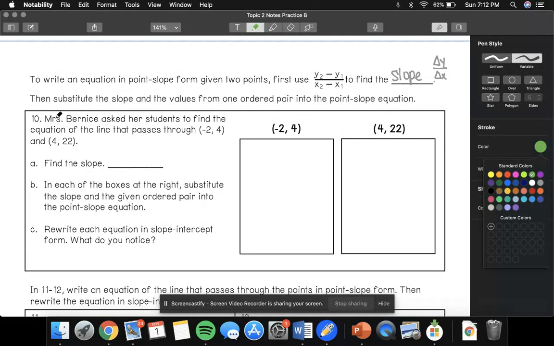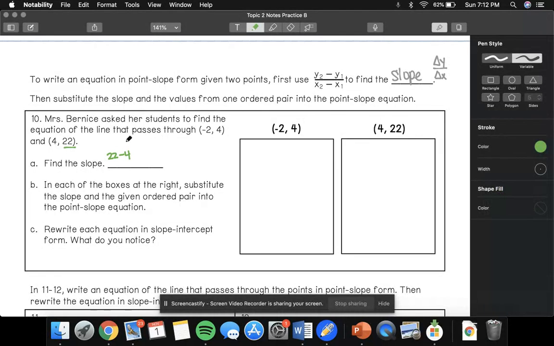Okay, so Mrs. Bernice asked her students to find the equation of the line that passes through -2, 4, and 4, 2. So the first thing, no matter what, we have to find the slope. Okay, so if you like to do the slope formula, you could do y2 minus y1.